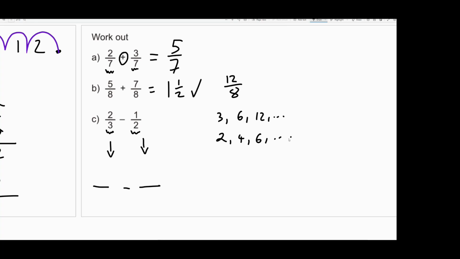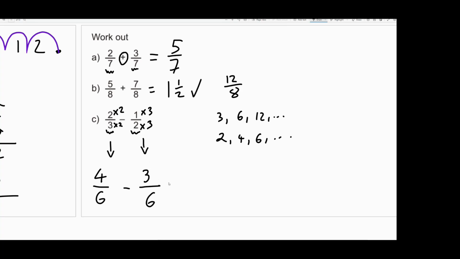6. Brilliant. So I'm going to make the 3 into 6 by timesing by 2. And I'm going to make the 2 into 6. Yes, the LCM. Brilliant. Lowest common multiple. I'm going to make the 2 into 6 by timesing by 3. So what I really have to do is remember to times the top and the bottom by the same. So I've got 2/3, bottom times by 2 to get 6, top times by 2 to get 4. Second one, 2 times 3 is 6, 1 times 3 is 3.